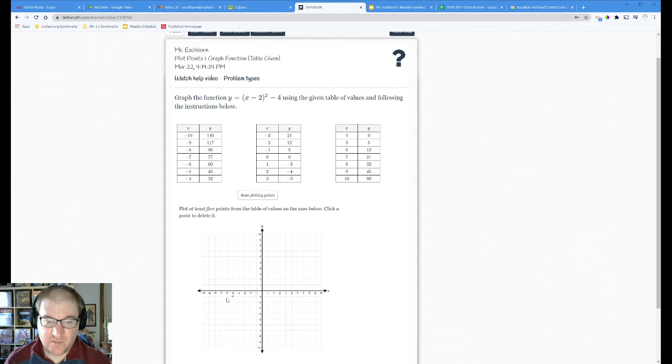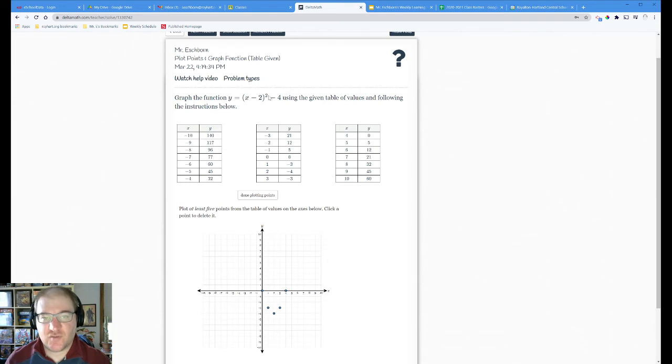This graph goes from negative 10 to positive 10 in both directions, so I can ignore any values in this table that aren't between negative 10 and 10. So I'm going to do 0, 0 here. I'm going to do 1, negative 3 here. I'm going to do 2, negative 4 here. 3, negative 3, 4, 0.